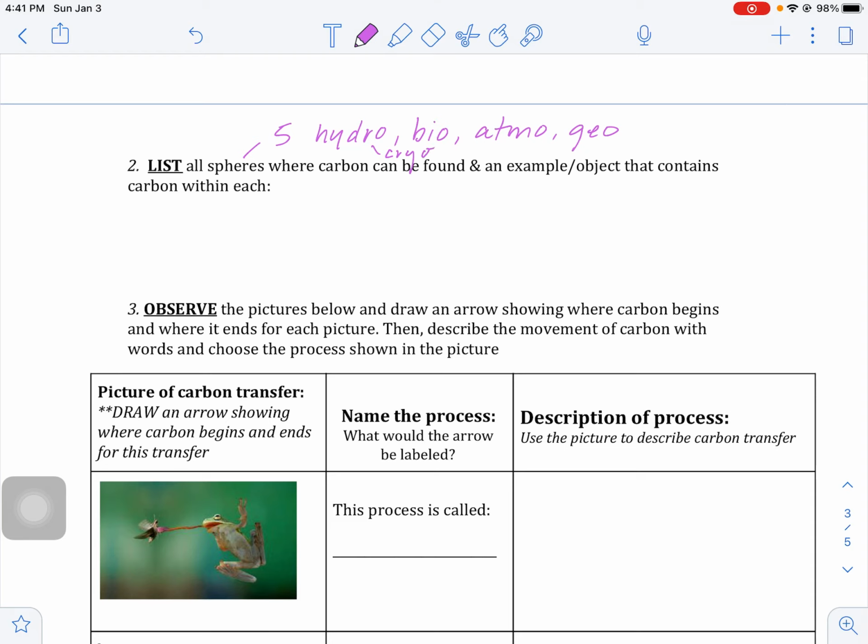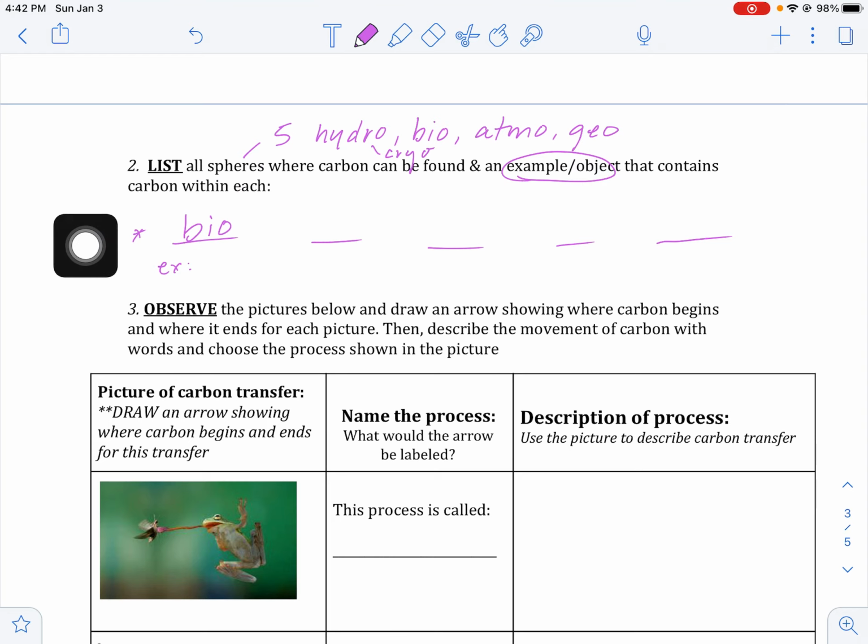So your goal here is to list as many spheres as you think carbon can be found in, and then an example or an object from within that sphere. So if you're thinking, oh, I know that carbon is the building block for all life, okay, we know it has to be part of the biosphere, so something in our picture could be that giraffe Mr. Mahadi drew, or a plant, a tree, grass, people, listing out one example then from within that sphere. So make sure you list all spheres where you think carbon can be found. So again, look at your picture and see which spheres those arrows go in and out of within.